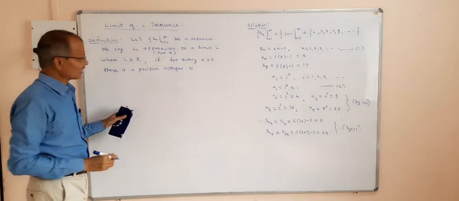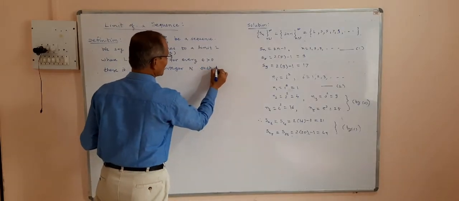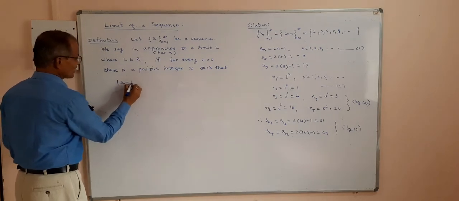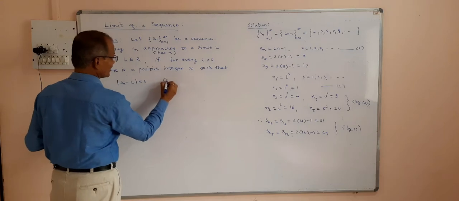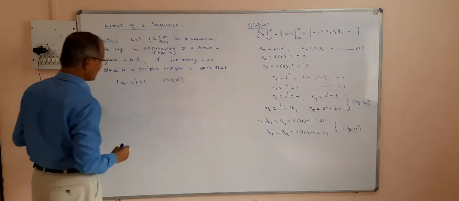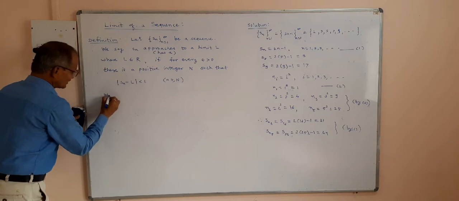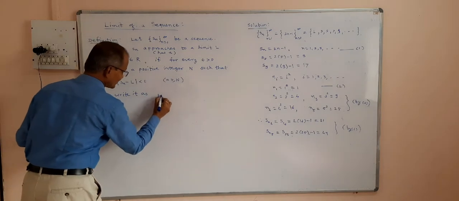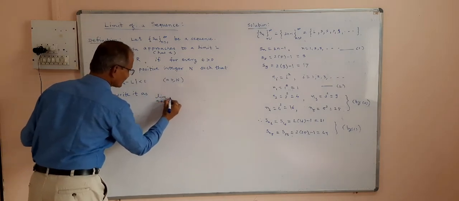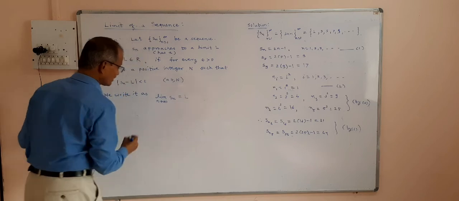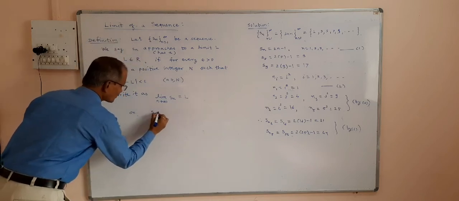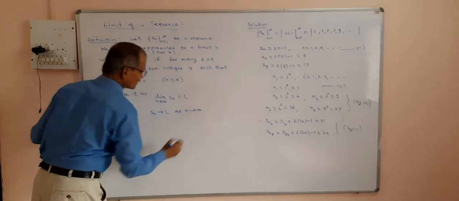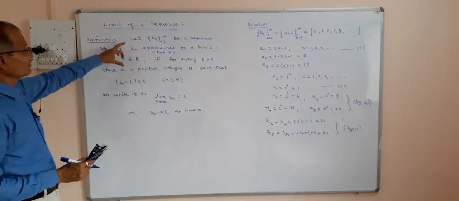That means n will belong to I such that the absolute value of Sn minus L is less than epsilon, for n greater than or equal to N. And we write this as the limit of Sn as n tends to infinity is equal to L, or Sn approaches L as n approaches infinity. So this is the definition of the limit of a sequence.